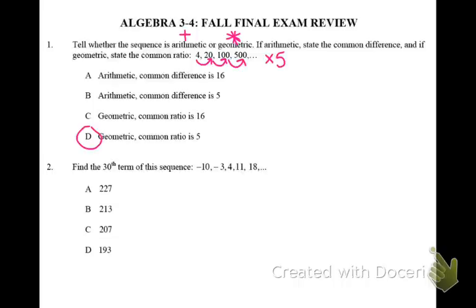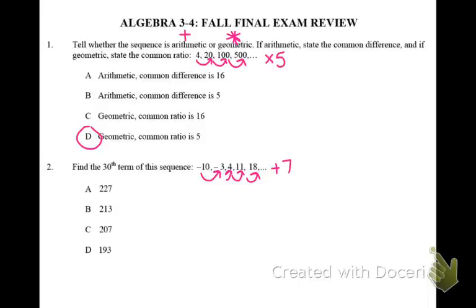For number 2, it says find the 30th term of the sequence. Again, it does not specify what type of sequence it is, but check to see what the pattern is. So you're going from -10 to -3, -3 to 4, 4 to 11, 11 to 18. What's happening is you are adding 7 every single time. Since you're adding 7, it is an arithmetic sequence.